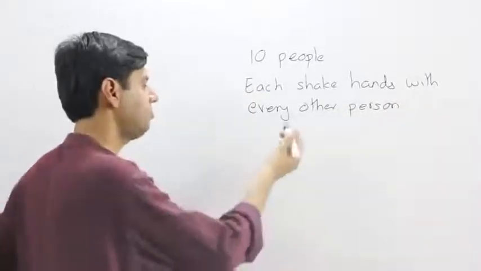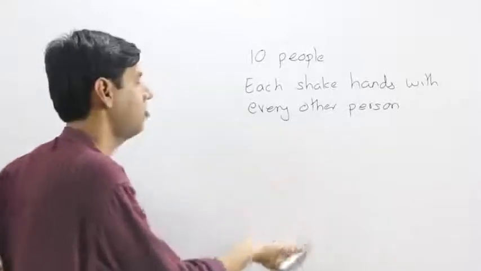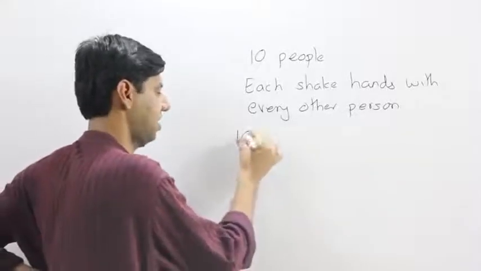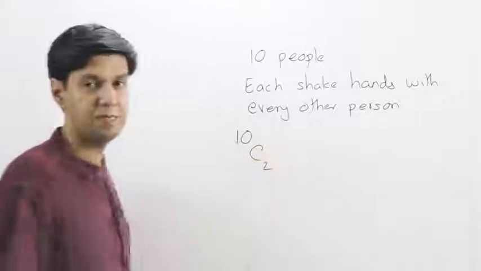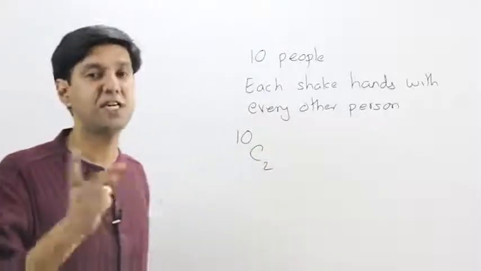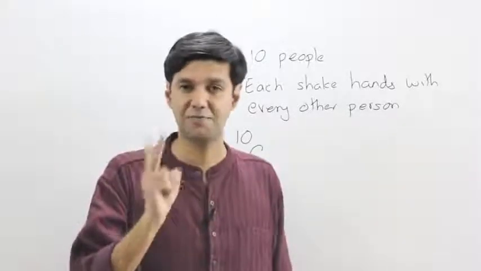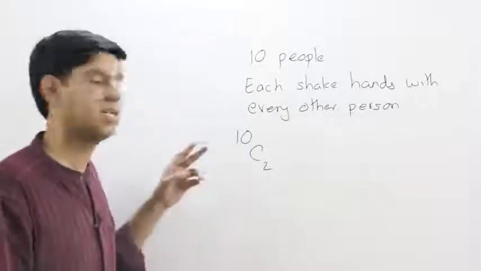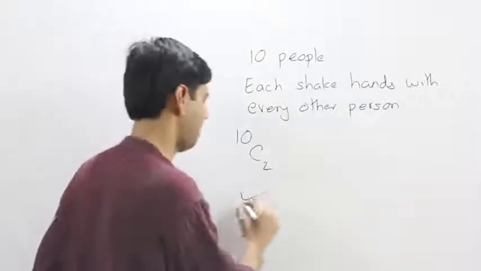There are different ways to handle it using permutation combination. Take any pair of persons. In how many ways can I take a pair of persons? A pair is just selecting 2 of them. For a handshake, the order does not matter, whether it's A, B or B, A. So we are using a C. 10C2 is going to be my answer here.